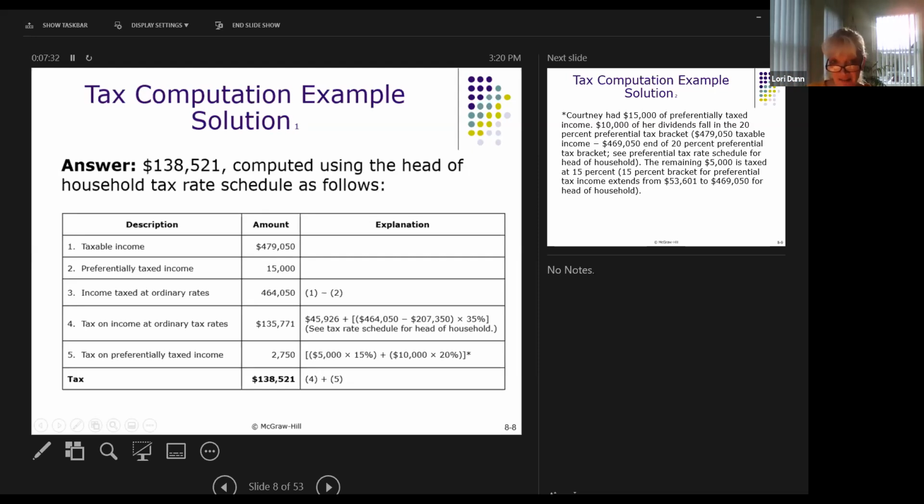So her total tax on that $15,000 is $2,750. So be careful of that. Add the tax at ordinary rates to the preferential tax to get the total tax.